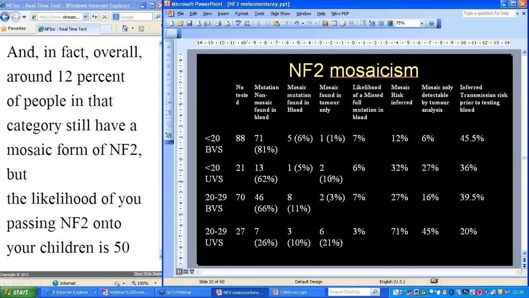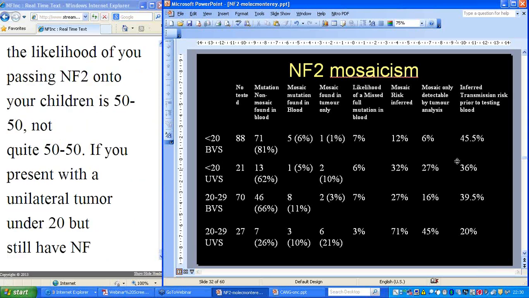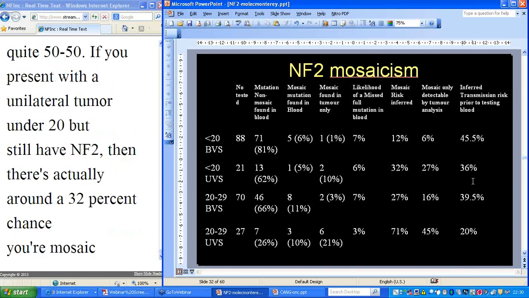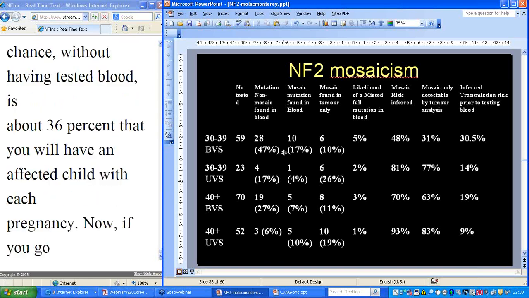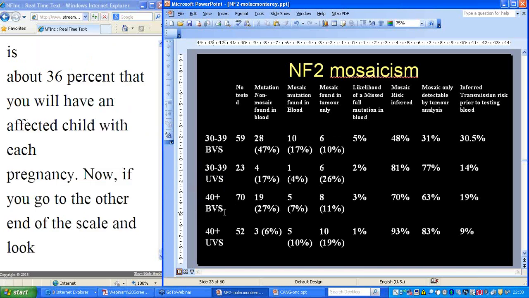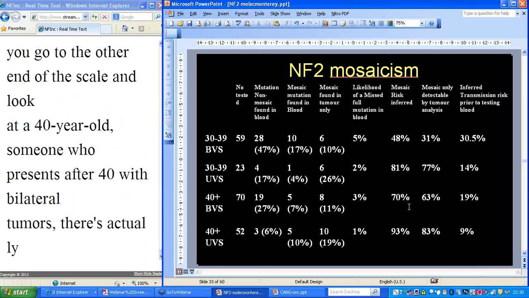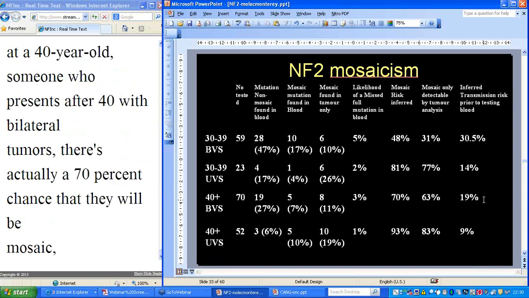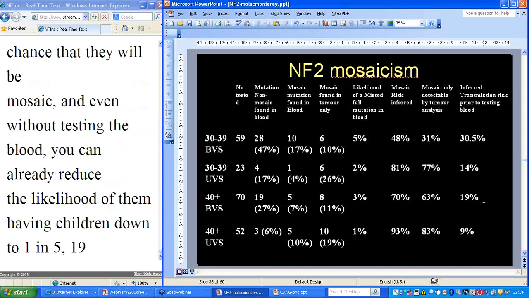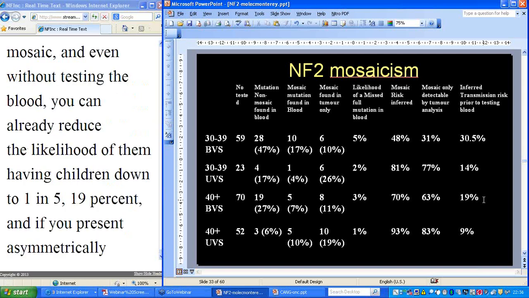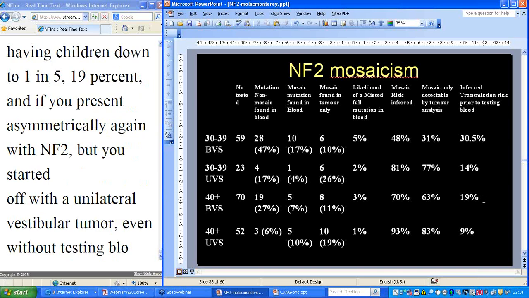If you present with a unilateral tumor under 20 but still have NF2, then there's actually around a 32% chance you're mosaic, and the chance without having tested blood is about 36% that you will have an affected child with each pregnancy. Now, if you go to the other end of the scale and look at someone who presents after 40 with bilateral tumors, there's actually a 70% chance that they will be mosaic. And even without testing the blood, you can already reduce the likelihood of them having affected children down to 1 in 5, 19%. And if you present asymmetrically, again with NF2, but you started off with a unilateral vestibular tumor, even without testing blood, you can say that the risk has dropped to 1 in 11 of having an affected child.